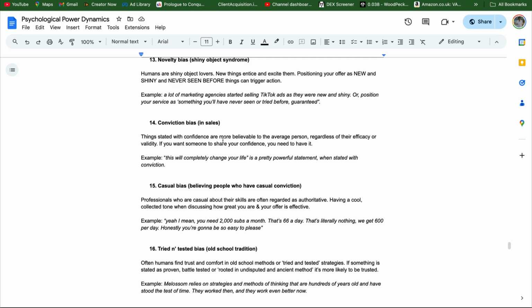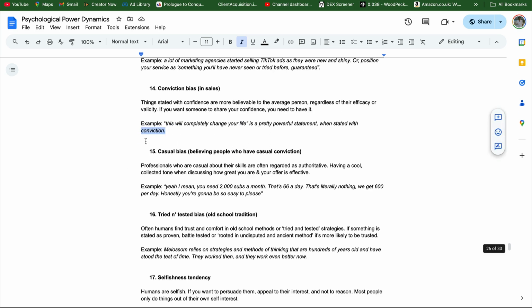14, conviction bias, especially in sales, right? Things stated with confidence are more believable to the average person, regardless of their efficacy or validity. If you want someone to share your confidence, you need to have it. Example, this will completely change your life, is a pretty powerful statement when stated with conviction.